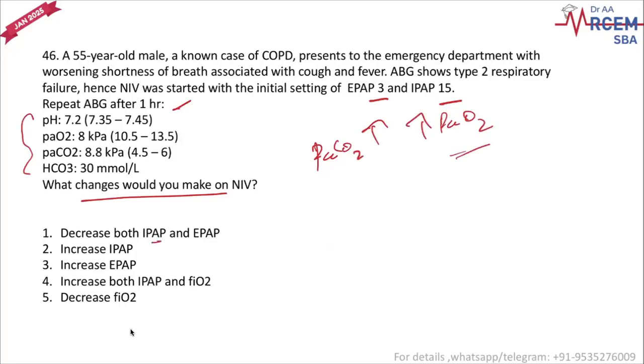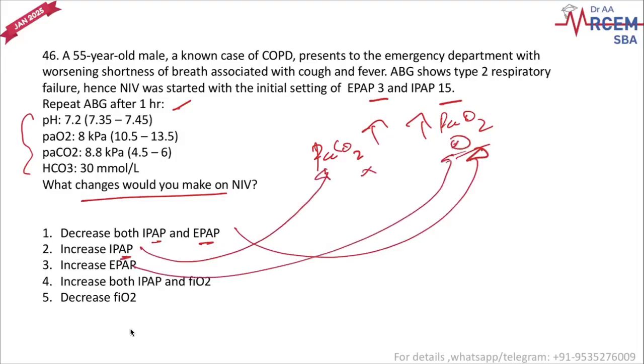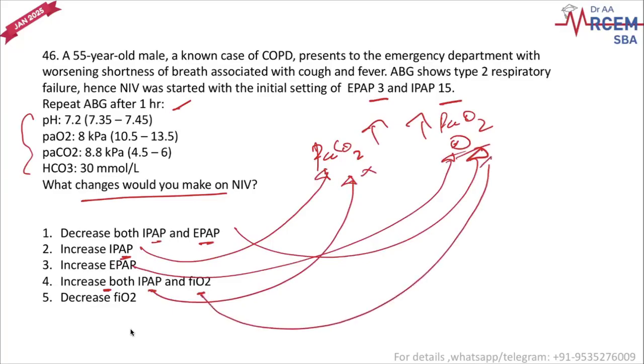So increase both IPAP and EPAP. It will only address this one, will not address this one. Increase IPAP, it will address this one, will not address this one. Increase EPAP will address only this one. Increase both IPAP and FiO2. Increasing IPAP will decrease the PaCO2 values. Increasing the FiO2 values will, sorry, will increase the PaO2 values. So the right answer is this one. Decreasing FiO2 values will cause decrease in PaCO2 values. We do not want this because PaO2 values are on the lower side itself. So the fourth one is the right option.